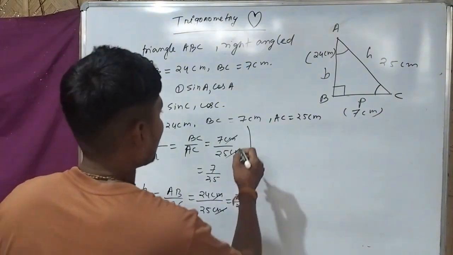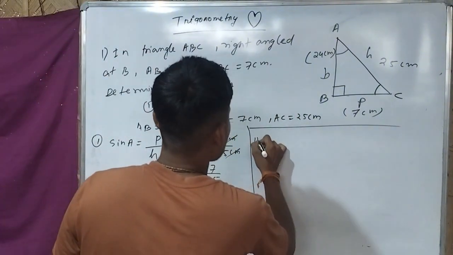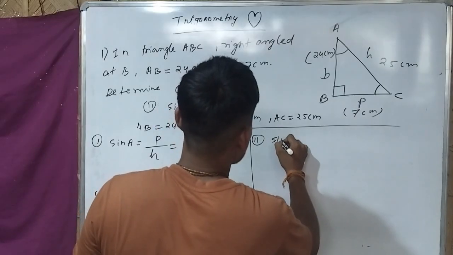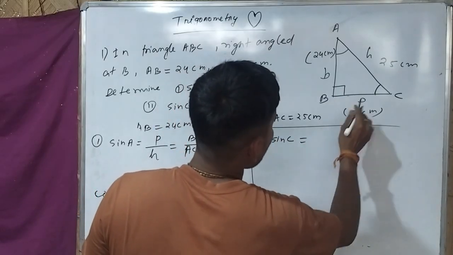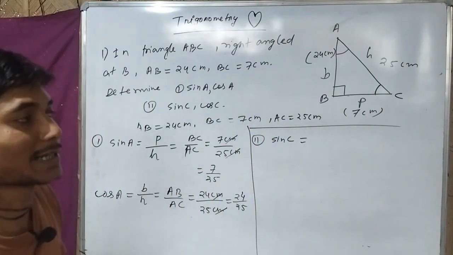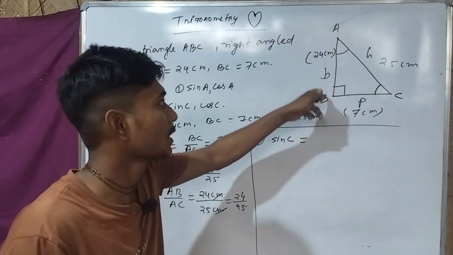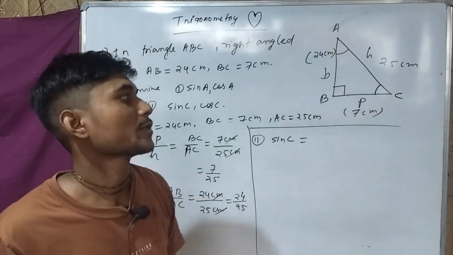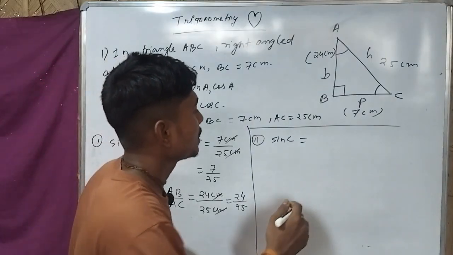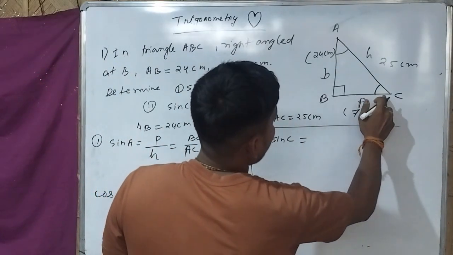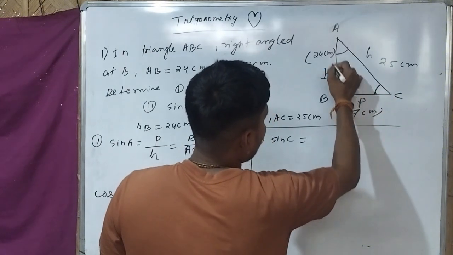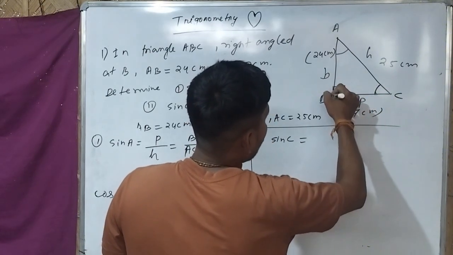Now I am solving question number 2. What is given? Sin C and cos C. What is sin C? Now with respect to angle C. See, if you change the angle, all these things will change. The perpendicular will change, the base will change, but the hypotenuse will remain the same. If this angle is C, then with respect to this angle, AB will be the perpendicular.